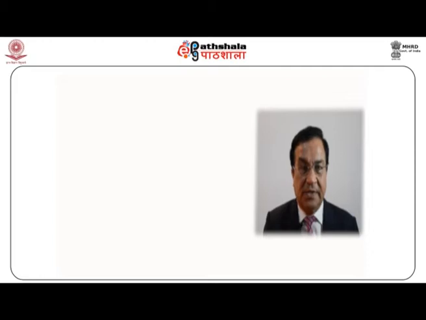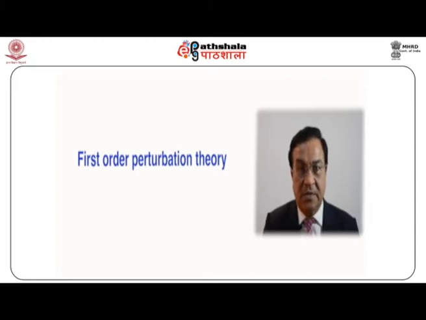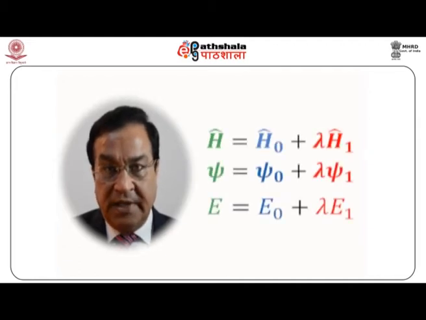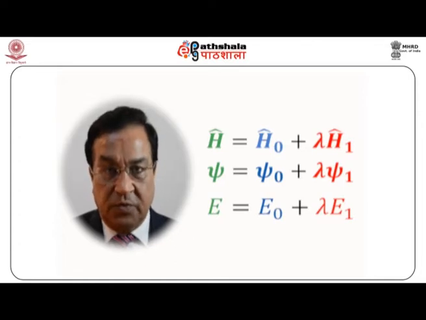Now we will discuss first order perturbation theory. This theory will ultimately tell us how to calculate the first order corrections to the energy and to the wave function of the complex system under study. In order to derive the expressions for the first order correction to the wave function and to the energy, the Hamiltonian, the energy and the wave function for the complex system can be written in the following way.